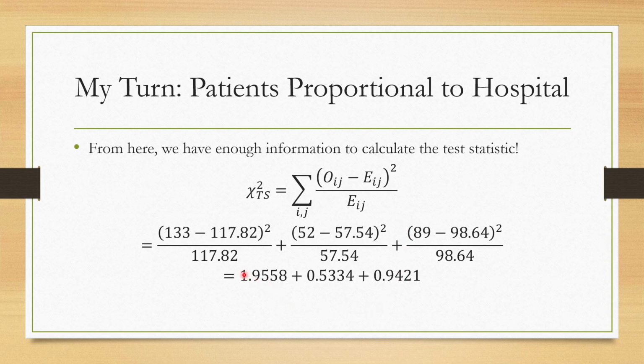And actually, this intermediate step, the second step, is where we can see where the biggest differences lie. I can see here that the first part, Hospital A, seems to be the biggest difference contributing to my chi-square statistic. Hospital B seems to be the second biggest difference, but not really as big as the first one. And Hospital C seems to be kind of in the middle there.